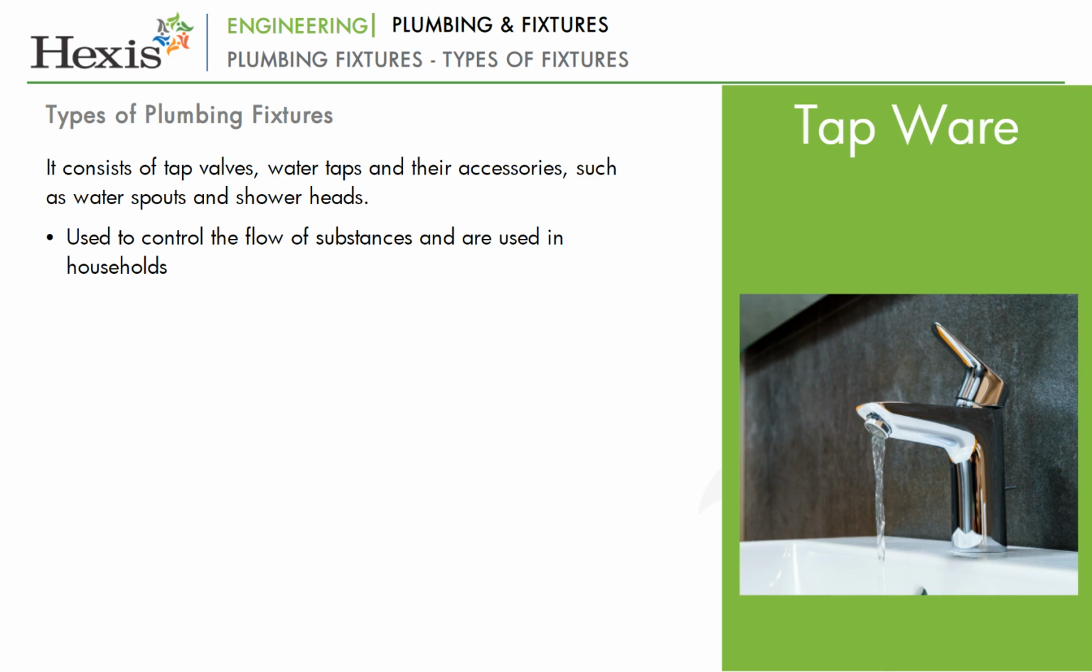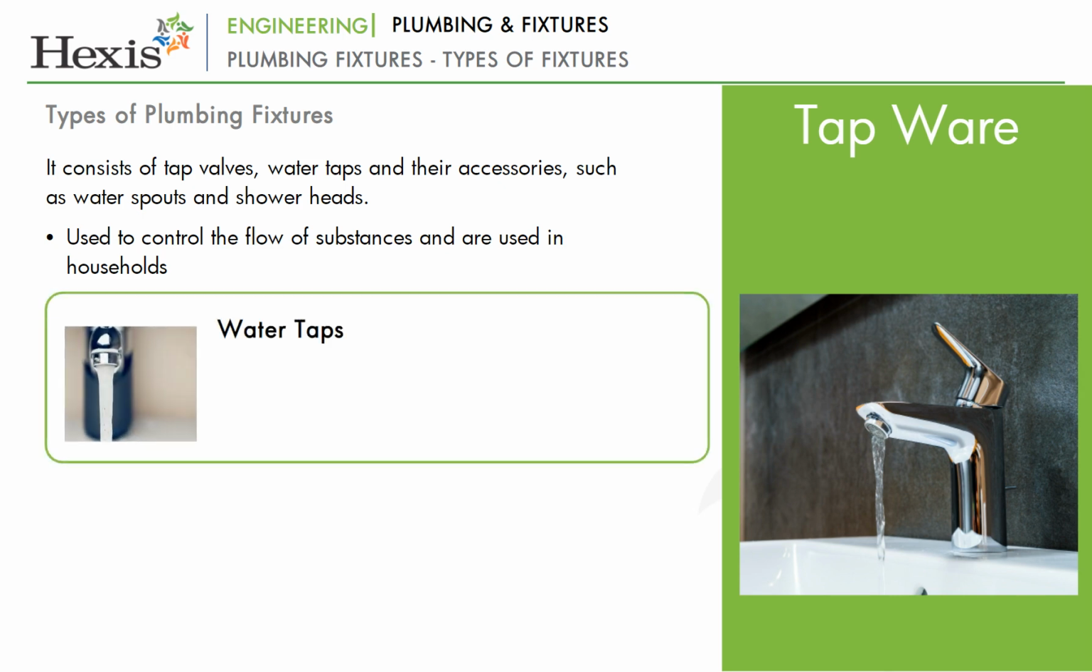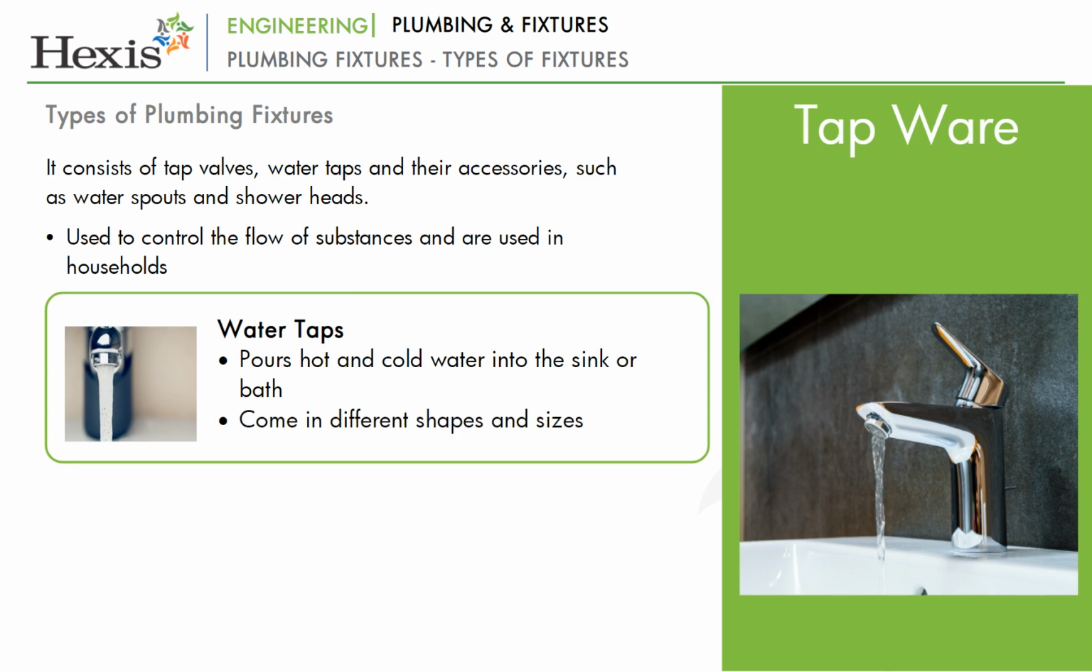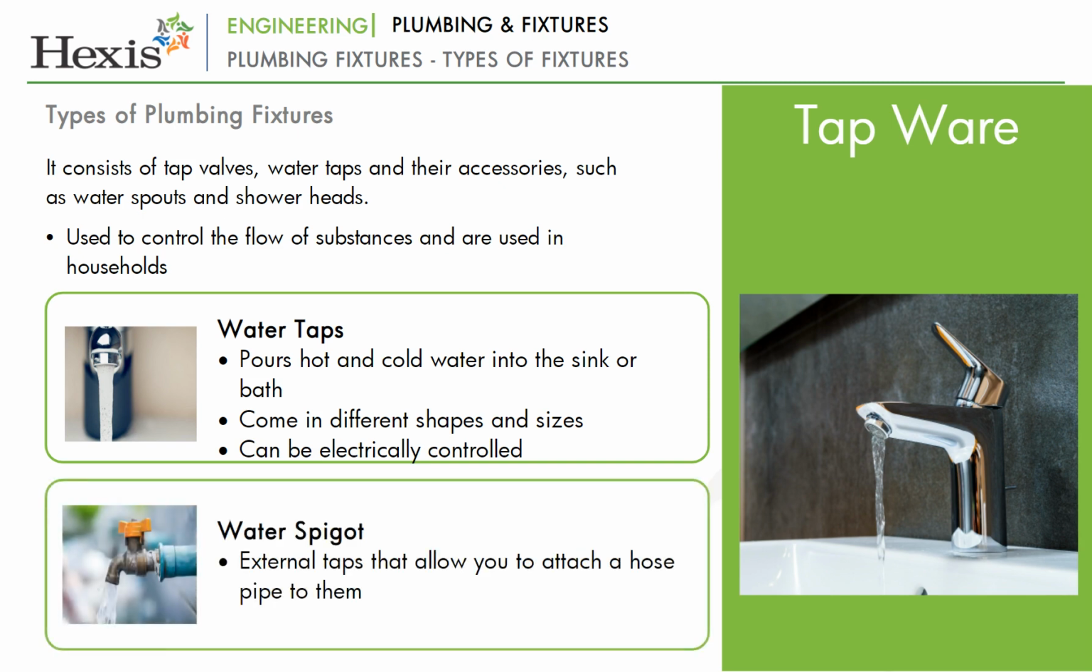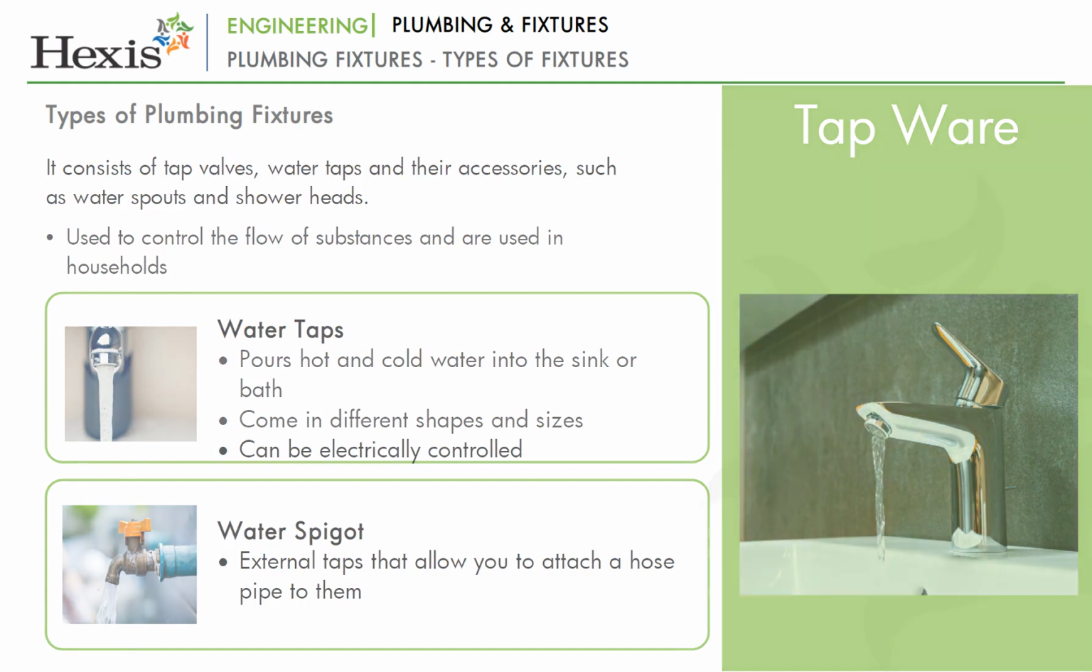The most common of them are water taps. These allow a user to pour hot and cold water into the sink or bath. They come in a variety of shapes and sizes and some are even electrically controlled. Water spigot. These are generally external taps that allow you to attach a hose pipe to them.